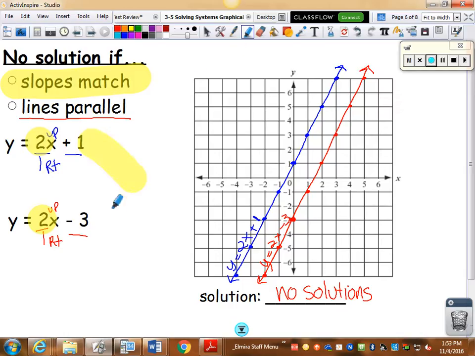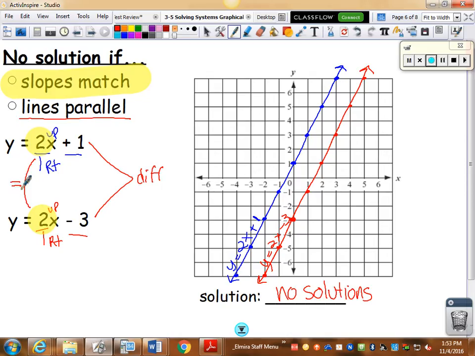They have different y-intercepts, but they have the same slope. Equal slope, different y-intercepts. There's no solutions for that.